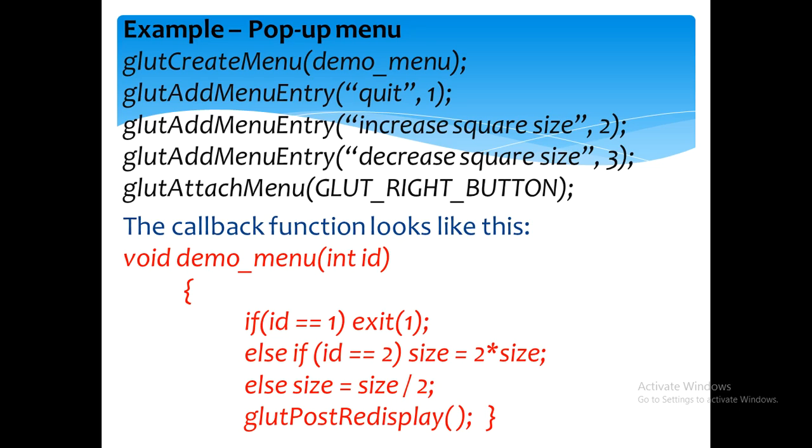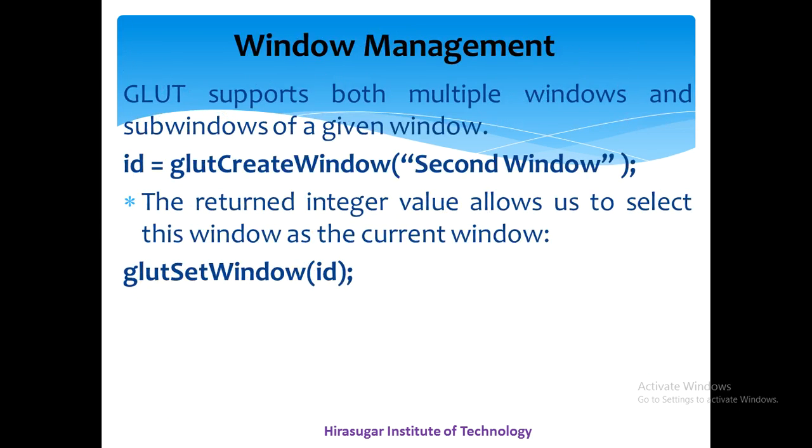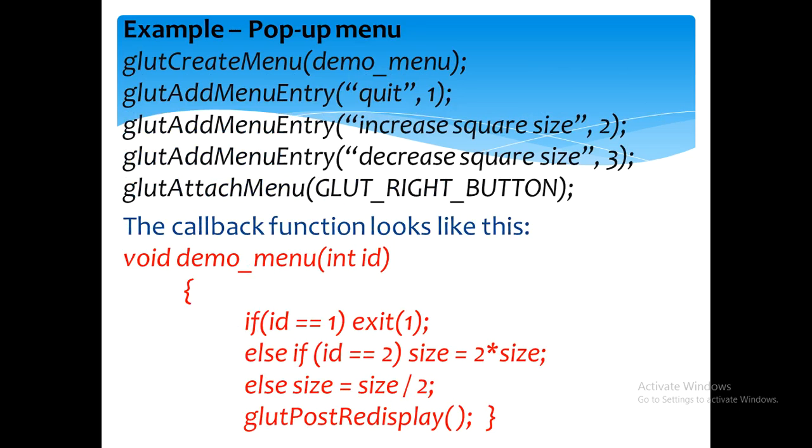Then here is an example. I have created one pop-up menu. As I told, glutCreateMenu. Just as we created a window with glutCreateWindow, here we are creating a menu in the same way. glutCreateMenu, then give whatever name you want. I have given demo_menu as the callback for the create menu function.